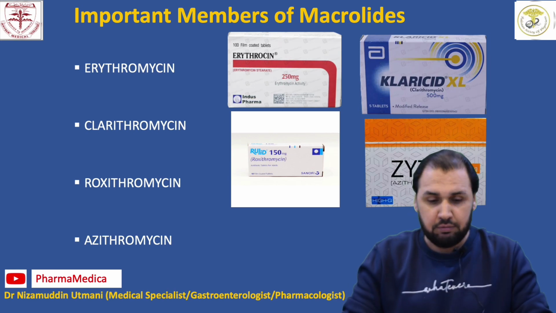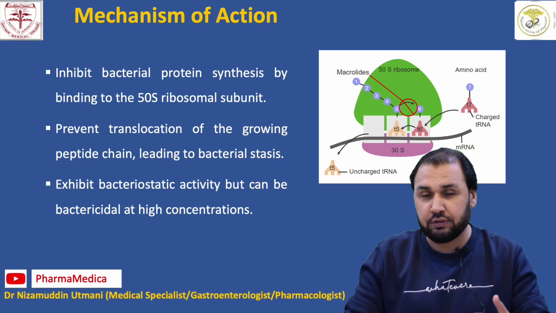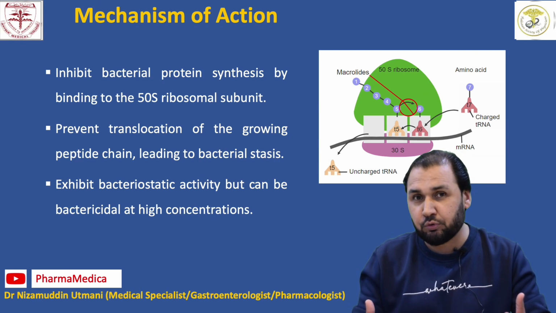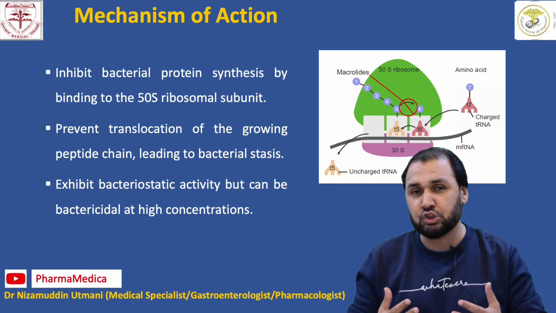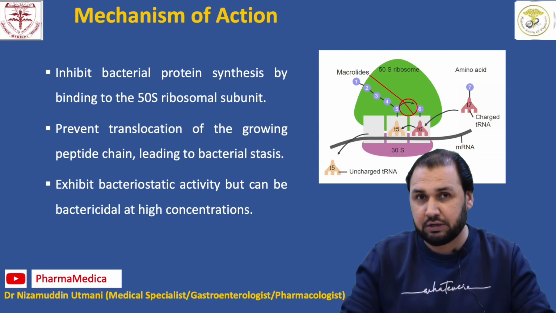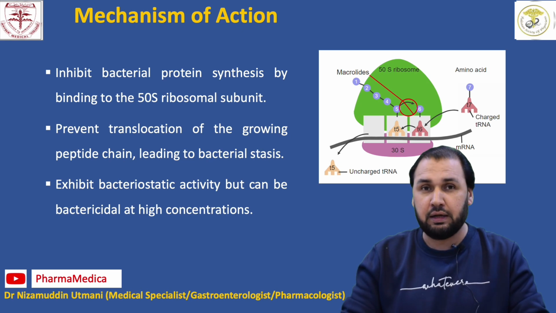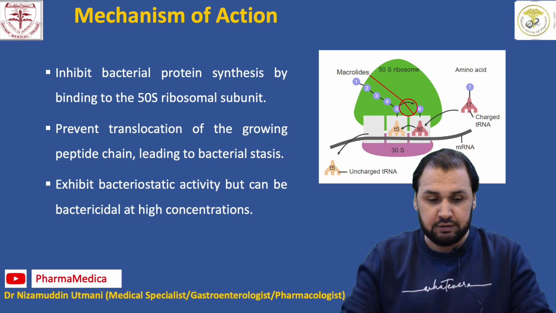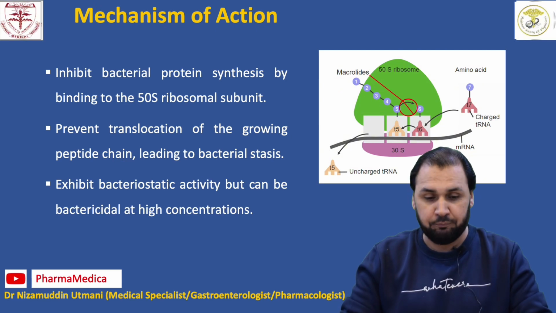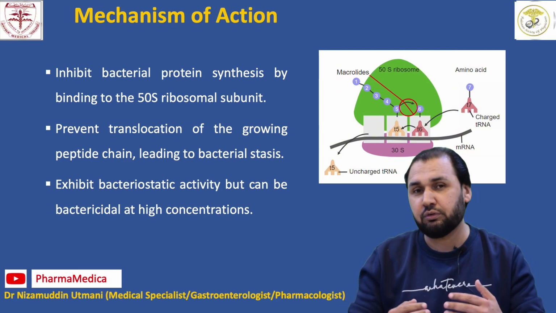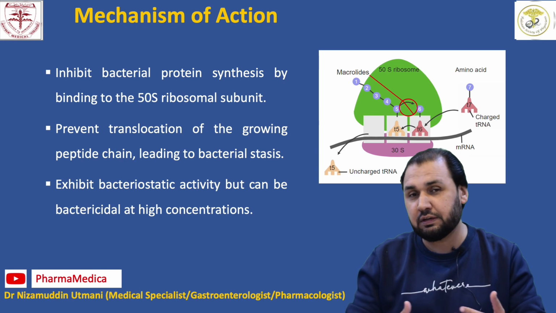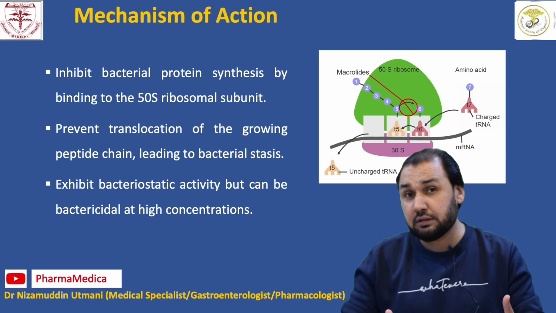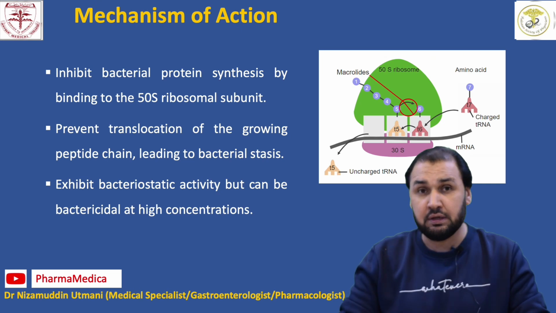Regarding the mechanism of action, they stop bacterial protein synthesis, and by blocking it they stop the further division and growth of the bacteria. Actually, they are bacteriostatic antibiotics. They inhibit bacterial protein synthesis by binding with the 50S ribosomal subunit. Ribosomes have two subunits, the 50S and the 30S, and they are different in the eukaryotic cell and the prokaryotic cell. That is another topic that needs detailed discussion.